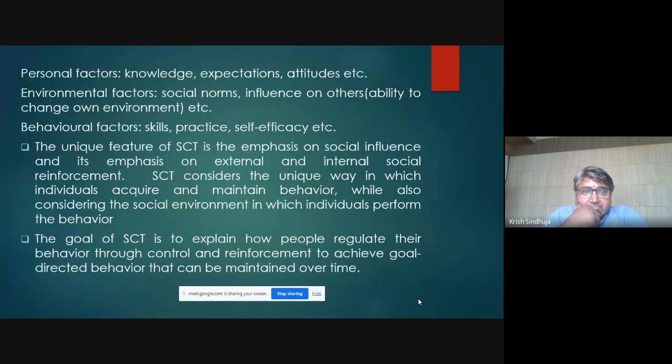So, what are the personal factors? Yes, personal factors include knowledge, expectation, attitude, aptitude, talent, all those kinds of personal factors. Environmental factors are the social norms, do's and don'ts, influence of others. Right. Today we have to connect with today's perspective.